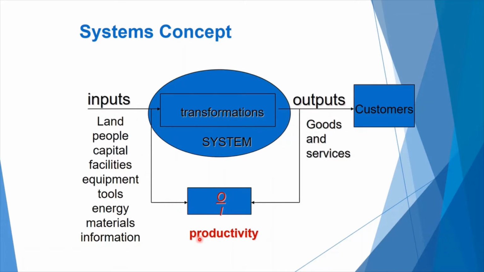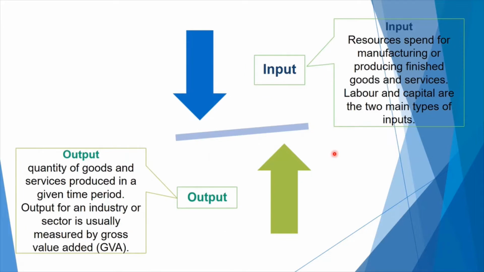If a company has a higher productivity, it spends lower inputs, it means lower resources, and can get higher outputs, more goods and services. And we'll see what is input and what is output. Let's begin with inputs. In one word, inputs are resources. Resources spent for manufacturing or producing finished goods and services. Labor and capital are the two main types of inputs.